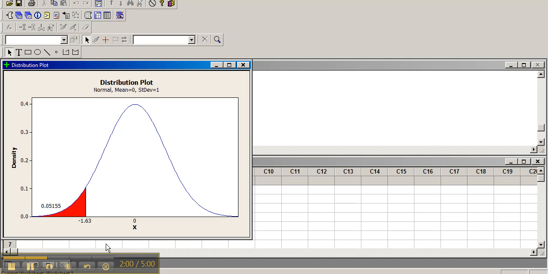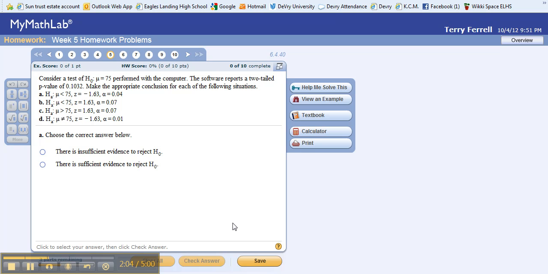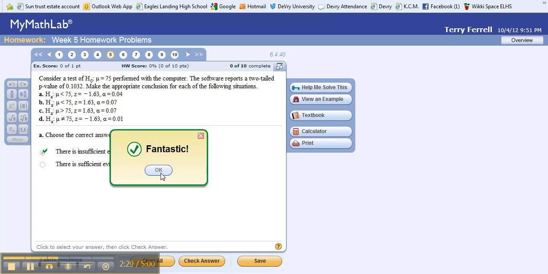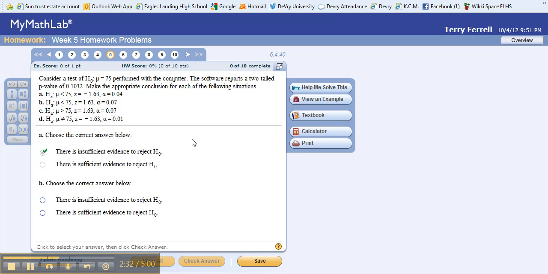We are comparing that 0.05, that's like a nickel, that's your p-value, and I'm comparing this to my alpha value of 0.04. Which one is smaller? Remember, if p is low, the null has to go. Well, in this case, the p is actually greater than my alpha, so in this case, I have insufficient evidence to reject the claim. So I'm going to click on this one. Great job. Alright, next one.